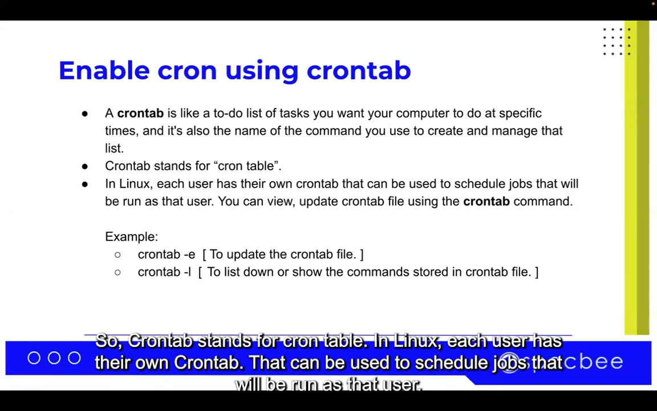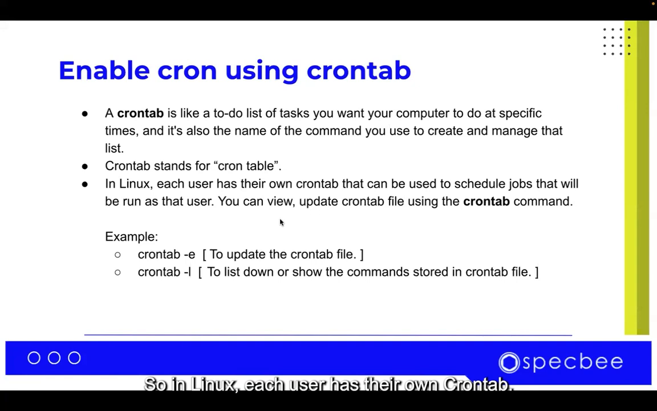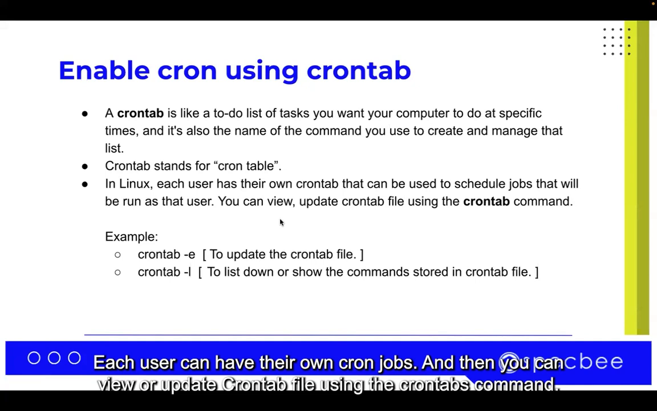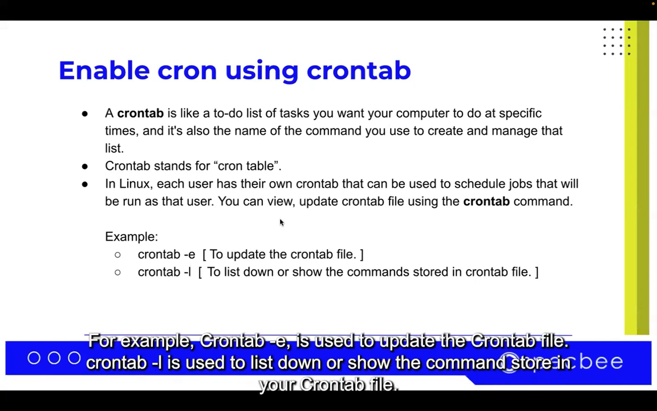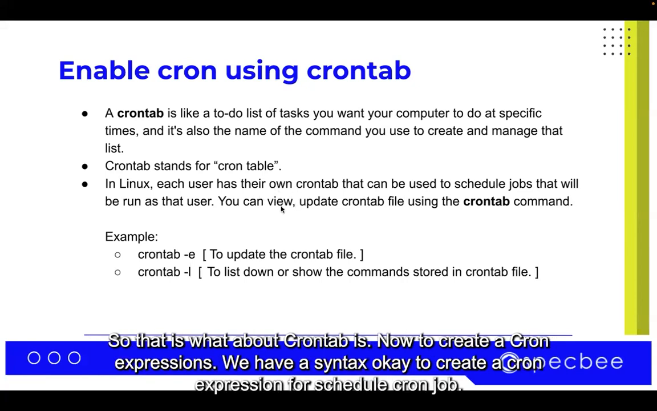In Linux, each user has their own crontab that can be used to schedule jobs that will be run as that user. So each user can have their own cron jobs, and then you can view or update the crontab file using the crontab command. For example, crontab -e is used to update the crontab file. Crontab -l is used to list or show the commands stored in your crontab file. So that is what crontab is.